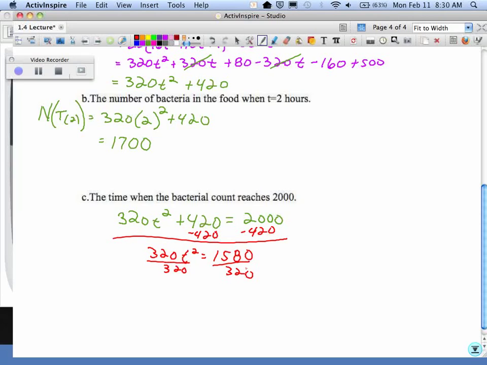Can somebody give me that number? 1580 divided by 320 is about 4.93. Then you will square root. Don't forget your plus or minus. What's the square root of 4.93?